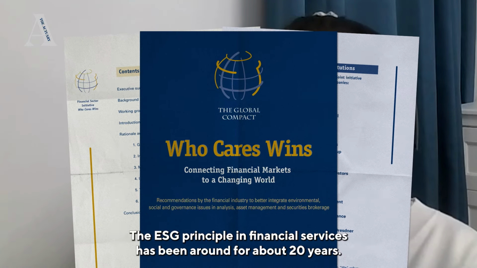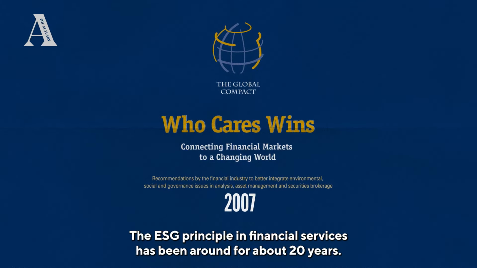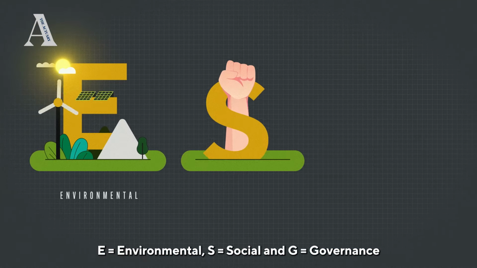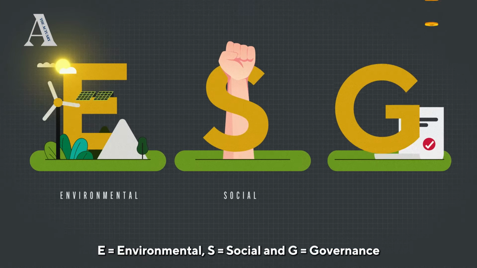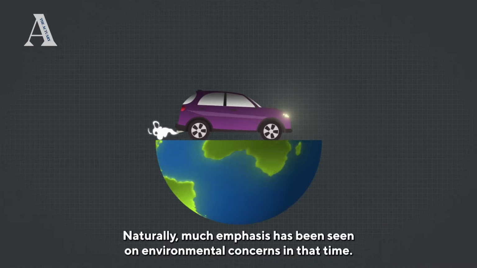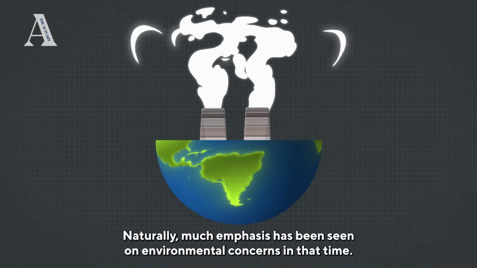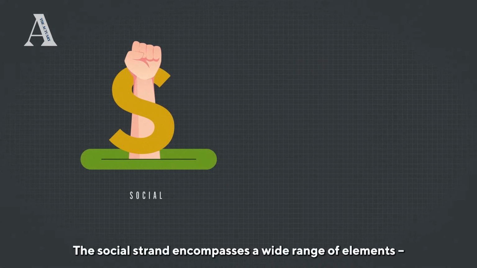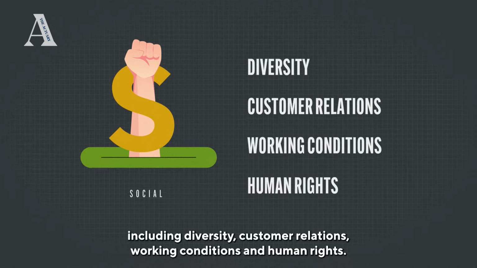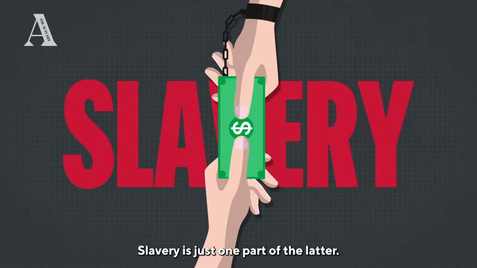The ESG principle in financial services has been around for about 20 years. E stands for environmental, S stands for social, and G stands for governance. Naturally, much emphasis has been seen on environmental concerns in that time. The social strand encompasses a wide range of elements, including diversity, customer relations, working conditions, and human rights. Slavery is just one part of the latter.